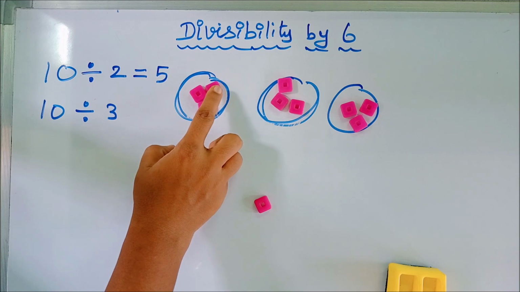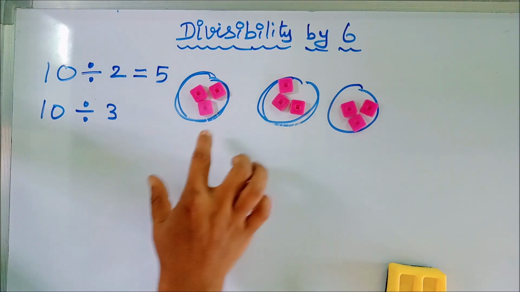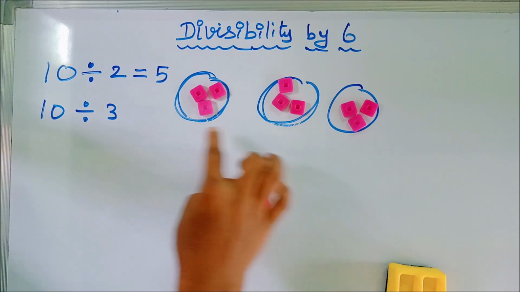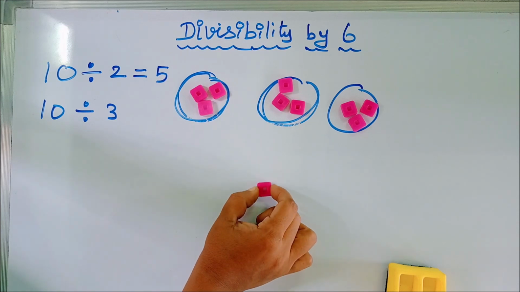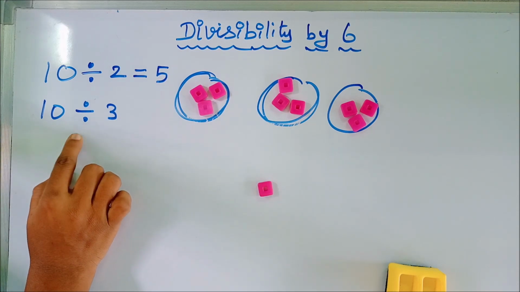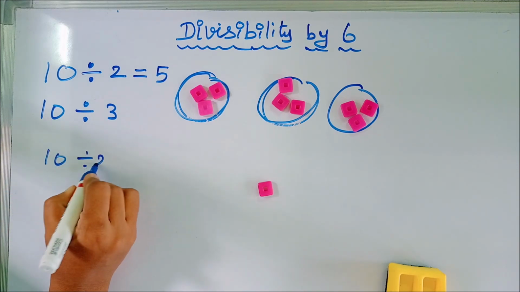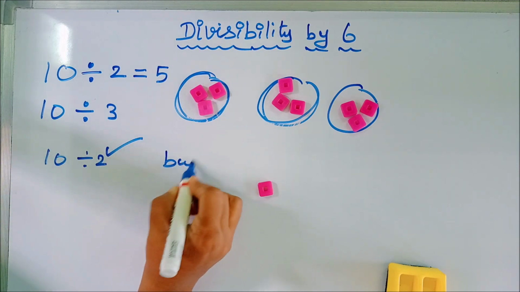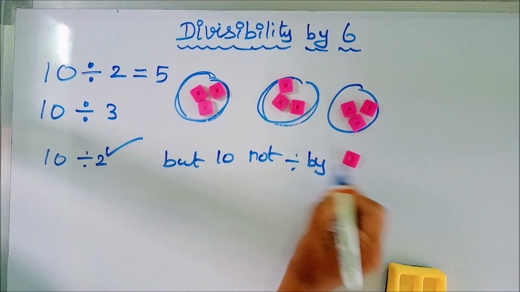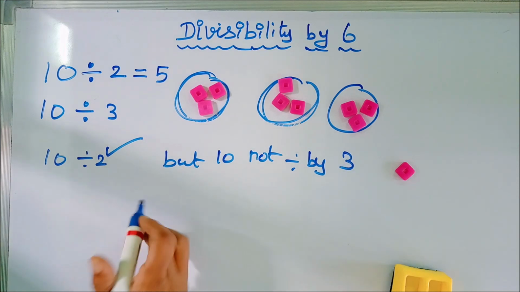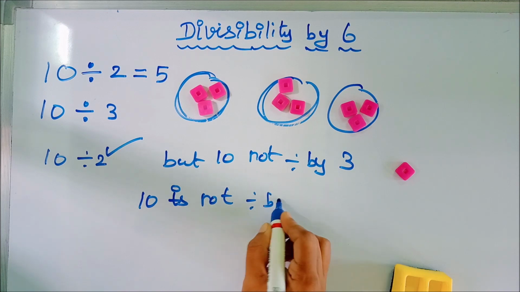Let us count how many shapes in each set. 1, 2, 3, 1, 2, 3, 1, 2, 3. Each set contains 3 shapes. That is, they have 3 equal shapes. But we have 1 remaining piece. So we can say that 10 is not divisible by 3. So 10 is divisible by 2, but 10 is not divisible by 3. So we can say 10 is not divisible by 6.